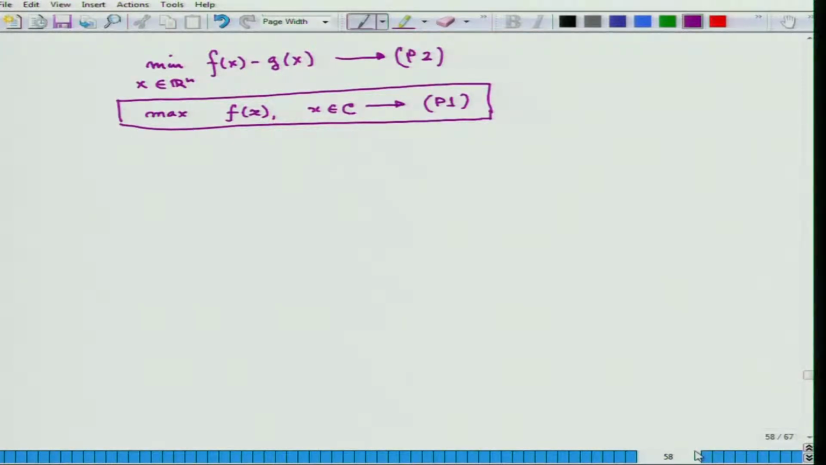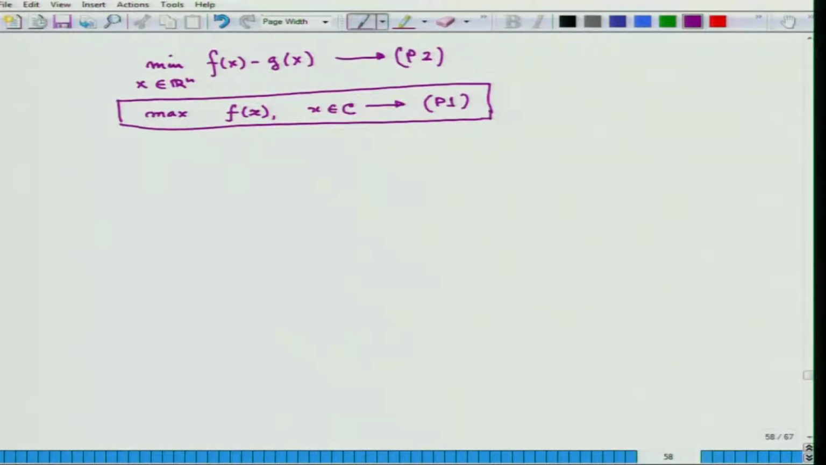And then, since even problem P 1 can be posed as a problem P 2, by writing this as the minimum of minus f x and then writing phi x minus f x, where phi x is 0, these two problems are very strongly related, or rather interchangeable in some sense. Now, how would we do anything about them?